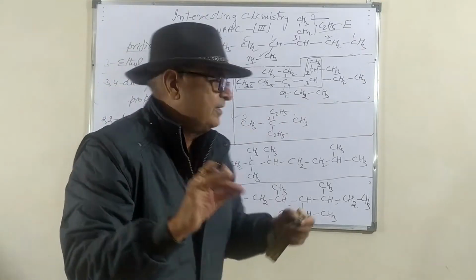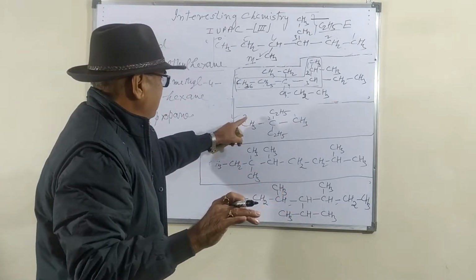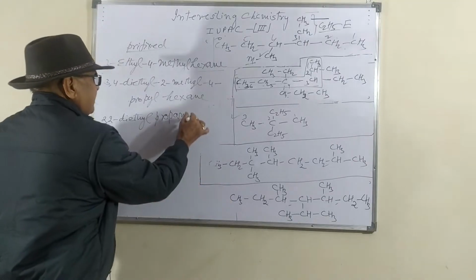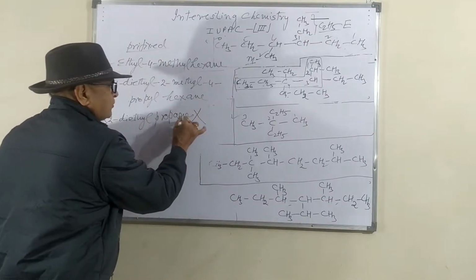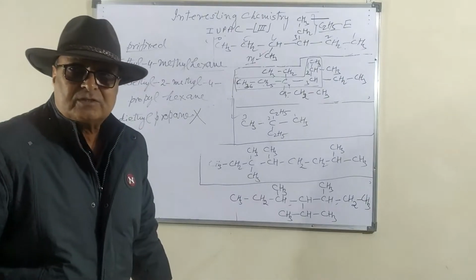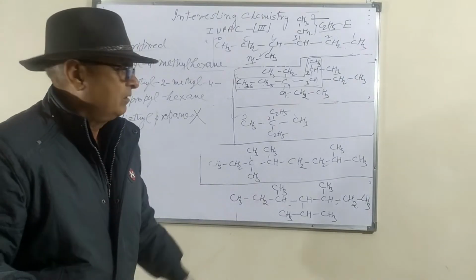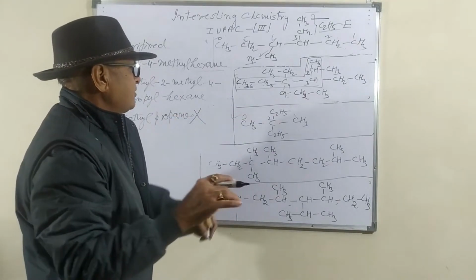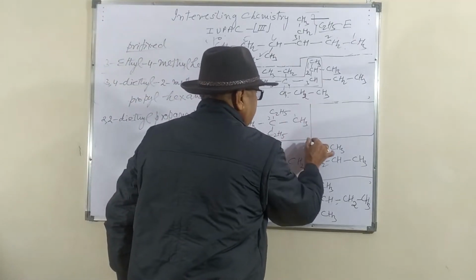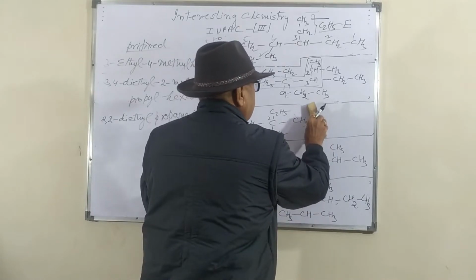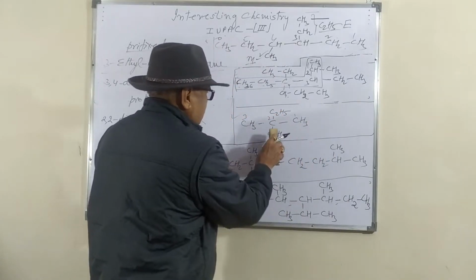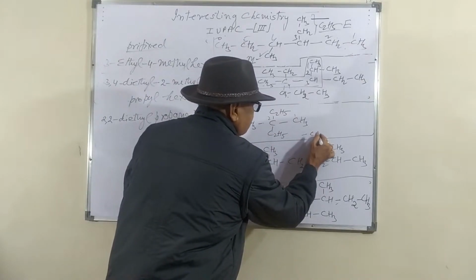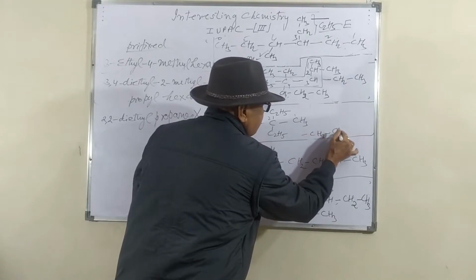If you write the name of this structure as 2,2-diethyl propane, then this structure will be wrong. We are at fault in writing the name of this structure, because again I am telling you, these are C2H5 groups.